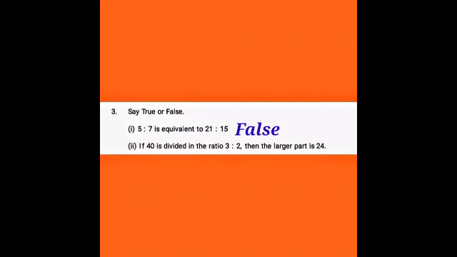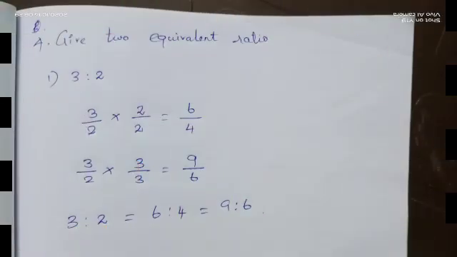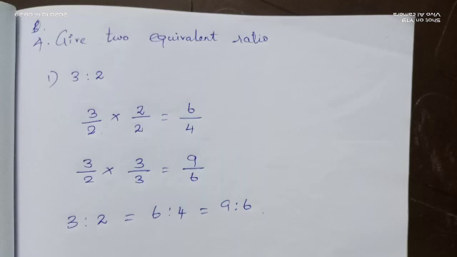larger part is 24. In the ratio itself we can understand the more number of parts is 3. So 3 means we will get more, that is 24. So the answer is true. The last question, give two equivalent ratios. Give two equivalent ratios means we should find the ratio in the equivalent form of 2.